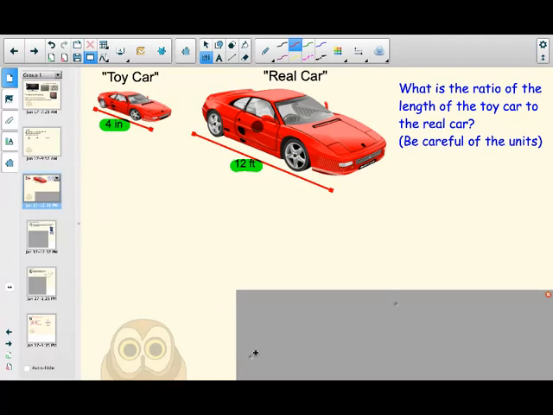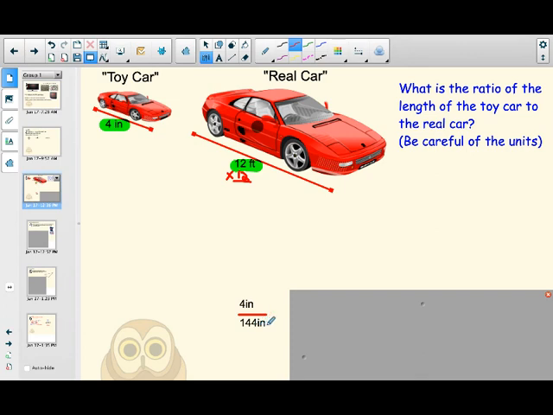So we're going to start here with this. We are going to convert 12 feet into inches. And how I did that, for every 1 foot, there are 12 inches. So we multiply 12 by 12, and that's how we get to this 144. So notice now comparing toy car to real car, it's 4 inches over 144 inches.